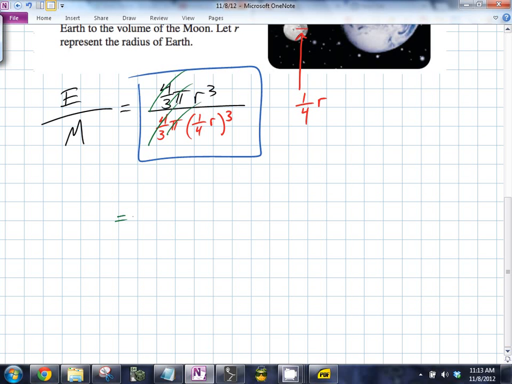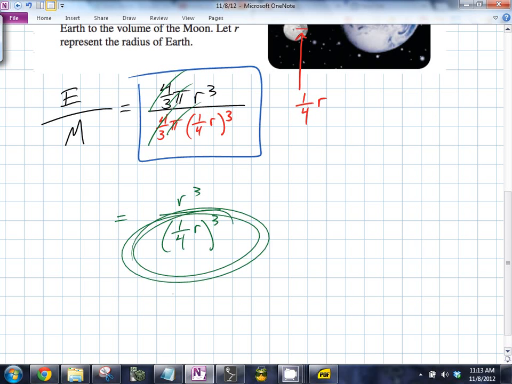You have r cubed over 1/4 r cubed. Is that r in the denominator? This r down here, is that r next to the 4 or the 1? Do you put this r down there or do you put it up there? Up. So what does this simplify to? It simplifies to r over 4 cubed.